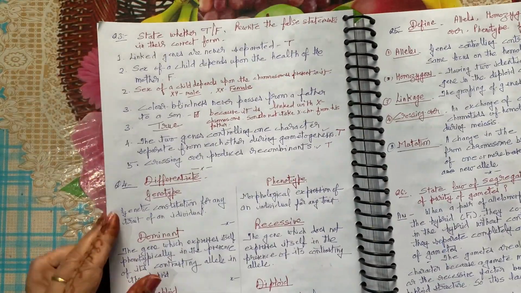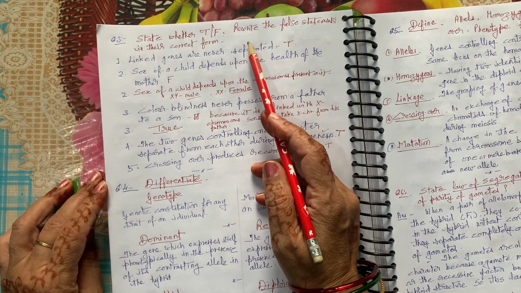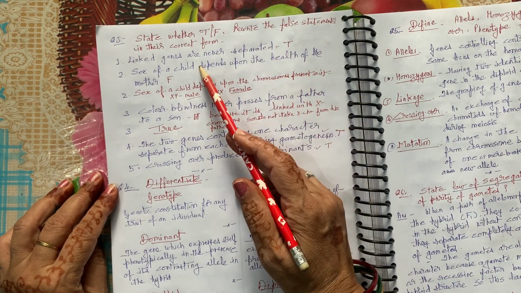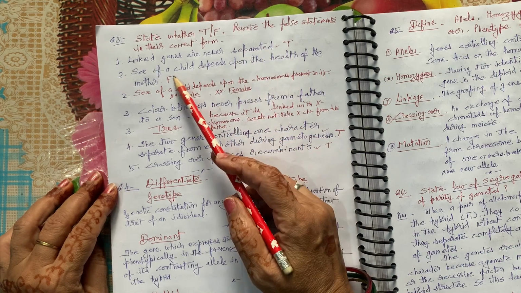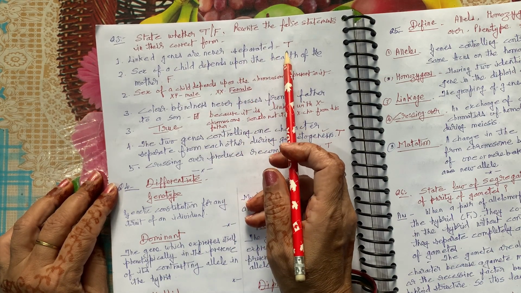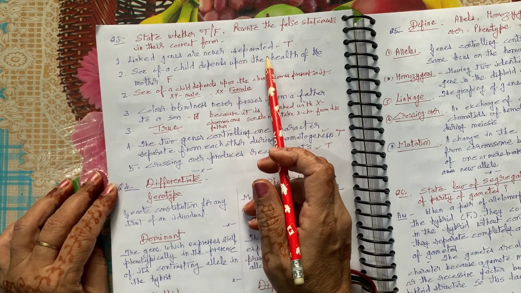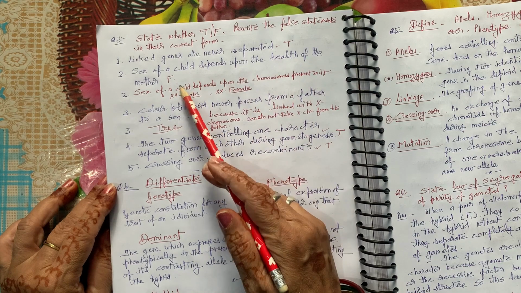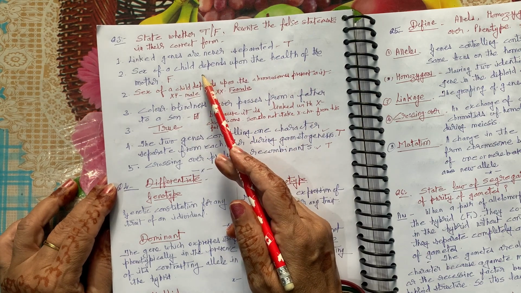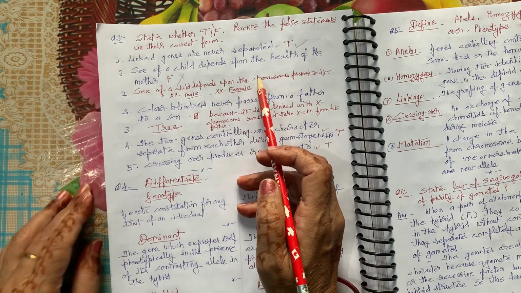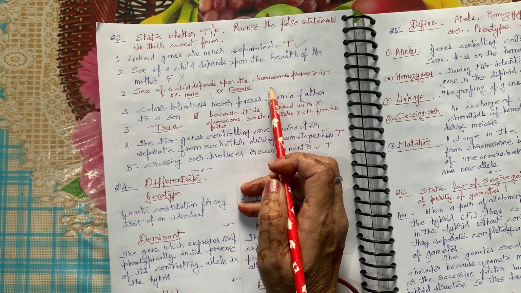Now see here, state whether true or false. Rewrite false statements in their correct form. First, linked genes are never separated. Yes, the statement is true. Sex of a child depends upon the health of the mother. No, not at all. It is a false statement. The sex of a child depends upon the chromosomes present.